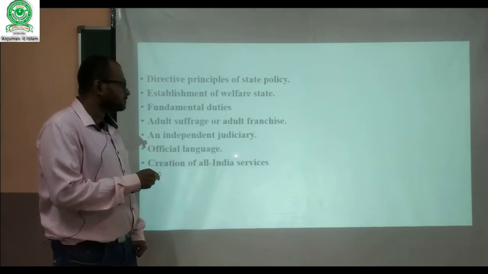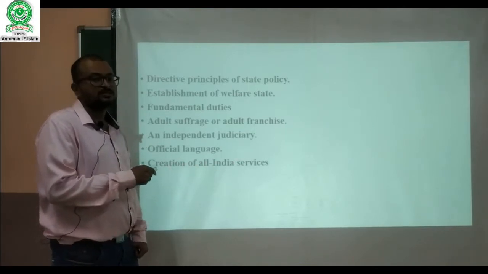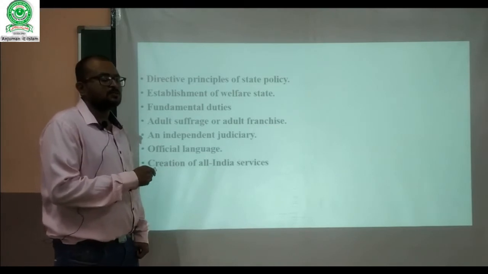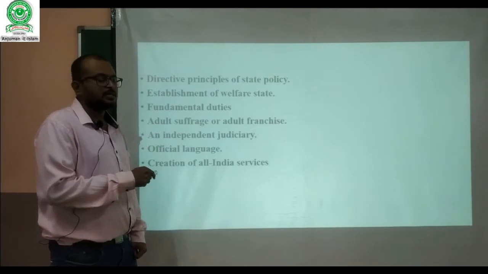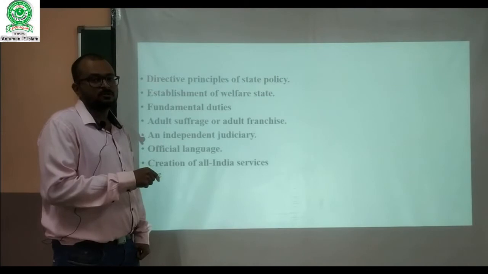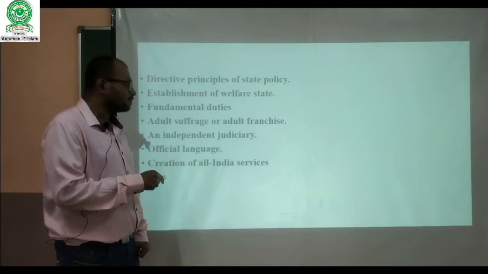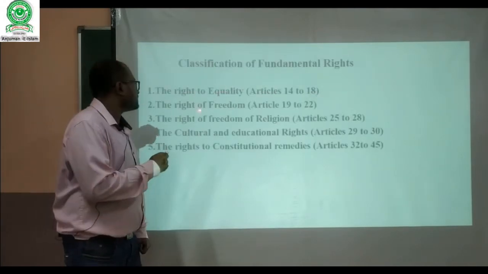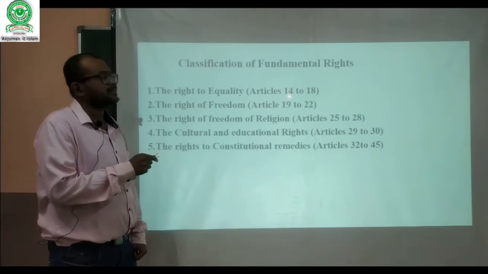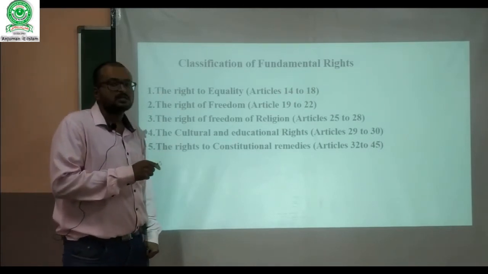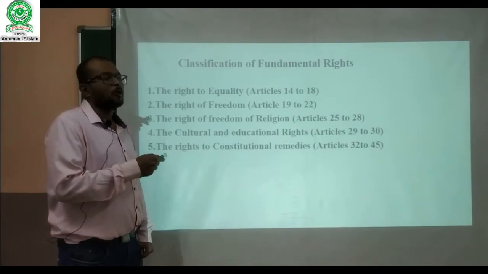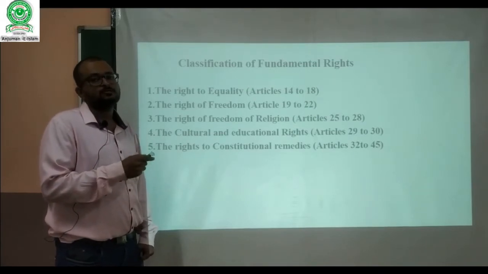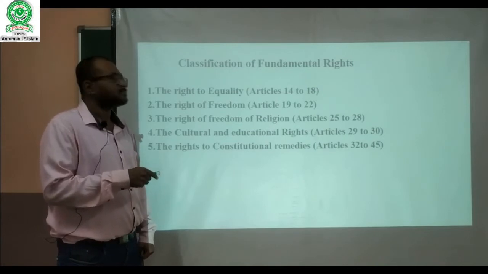Creation of All India Services. This means IAS, Indian Administrative Service, IFS, Indian Foreign Service, and IPS, Indian Police Service, are introduced by the Constitution to run the government in a proper manner. Classification of fundamental rights. Right to equality. It is prescribed in Article 14 to 18. Right to equality means we have a right to equality in getting justice, in getting all the rights from the government, as well as to practice any type of rights.